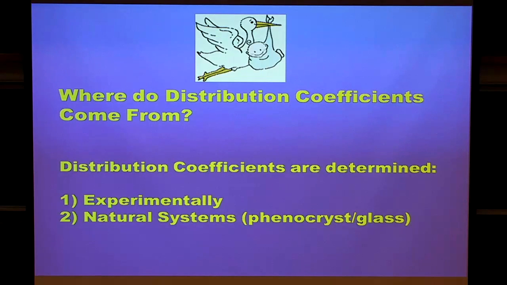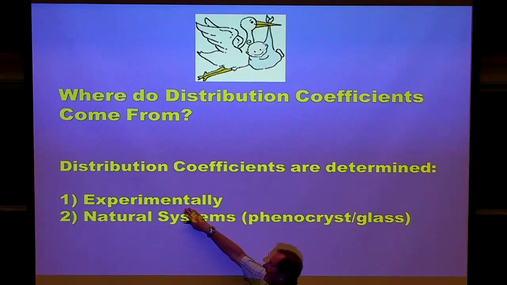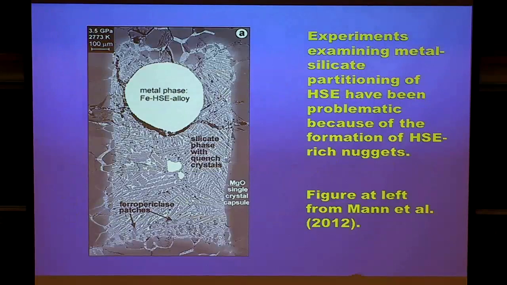Now, a few other words before we get on with this. Where do distribution coefficients come from? Unfortunately, they are not handed down to us on golden tablets from heaven, and that's really unfortunate. They really come to us in fundamentally one of two ways. Natural systems, we can look at, in some silicate systems, phenocryst glass ratios. In some meteorites, we can look at metal silicate ratios. But this is the way most of the ones that we will look at come from, and that is experimentally. And just a few words about experiments.